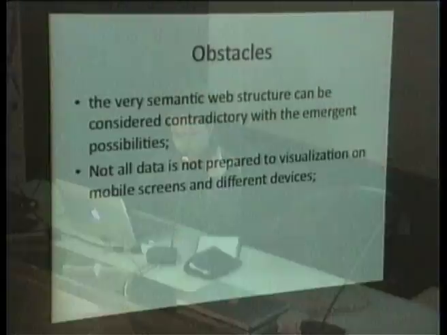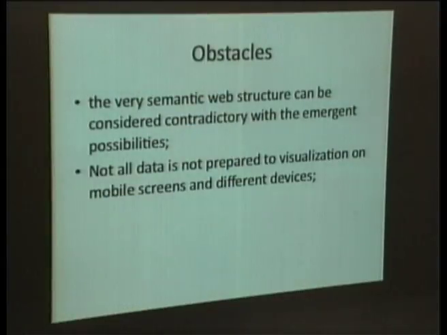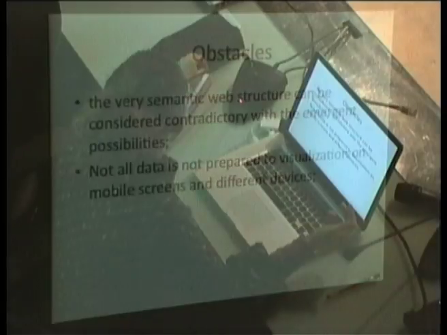There are many obstacles. The very structure of the semantic web, or also usually data in the internet, is not all prepared for mobile visualization. So we really need to readapt all data that is in the internet to new forms of visualization that make it real, inscribed in the physical world.